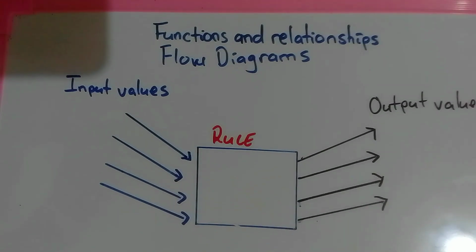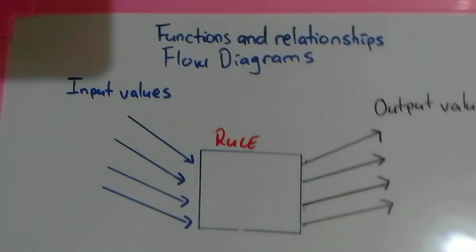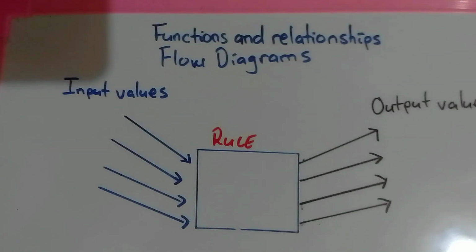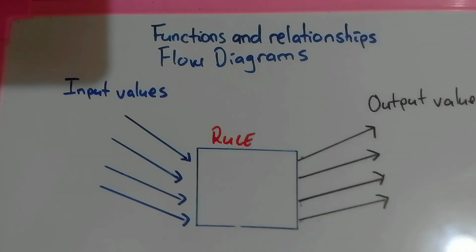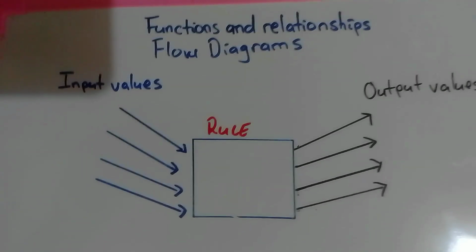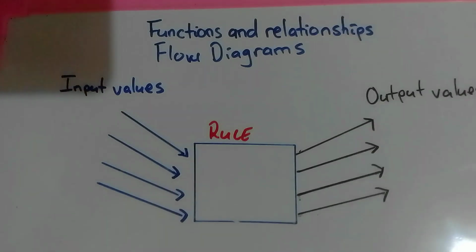Alright, today we're going to focus on grade 8 and the topic is functions and relationships. And we're going to focus on what? On flow diagrams. So what happens in the topics of functions and relationships? We have what we call input and output values. So basically what we're looking at, we are exploring the relationship which happens between numbers.